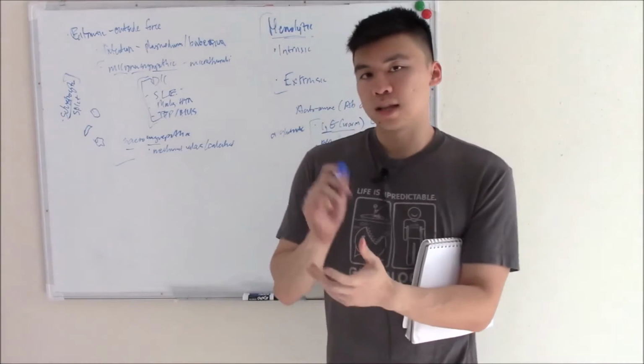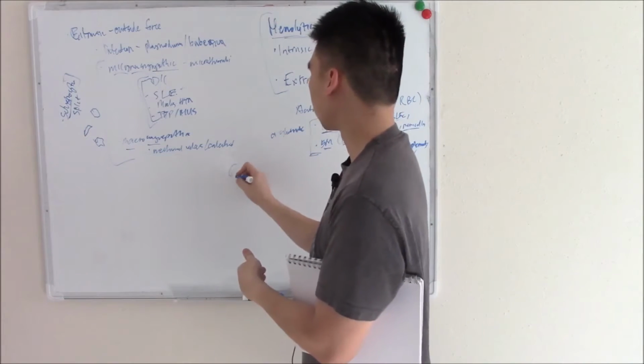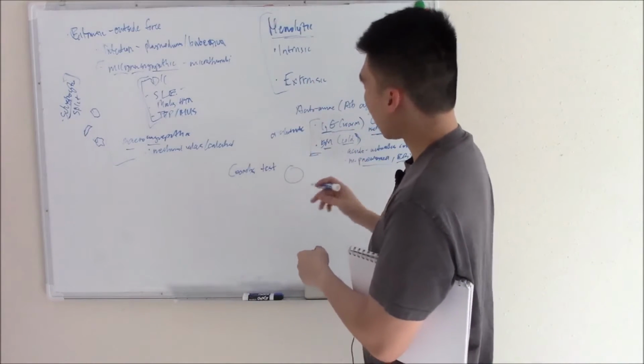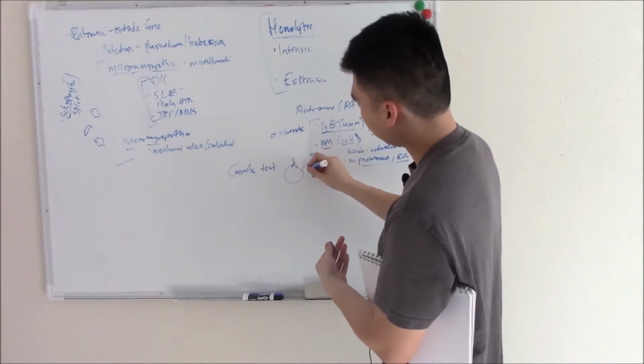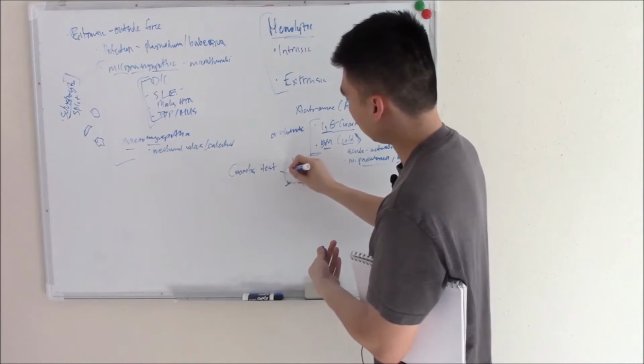How do we test for these antibodies? We can do something called the Coombs test. Here's the red blood cell, and if you have IgG antibodies against the red blood cells, then you're going to have IgG stuck all over this red blood cell.